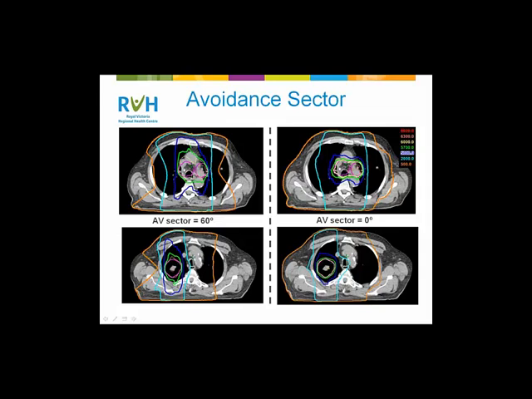But the target is small enough in the superior-inferior direction that we can meet the objectives on the esophagus. We really don't include it in the optimization at all. We check it at the end, and it hasn't been a problem so far.